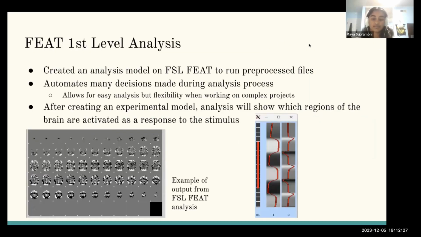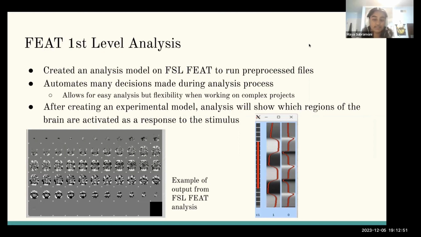When using FSL FEAT, we created an analysis model to run preprocessed files. FSL allows for easy analysis as it automates many decisions made during the process and allows for flexibility when working with complex data. It allows us to create an experimental model to run the data on, which will then show which areas of the brain are activated as a response to the stimulus. In this case, listening to different types of music.